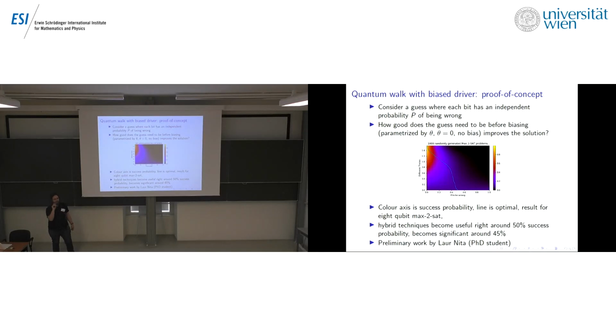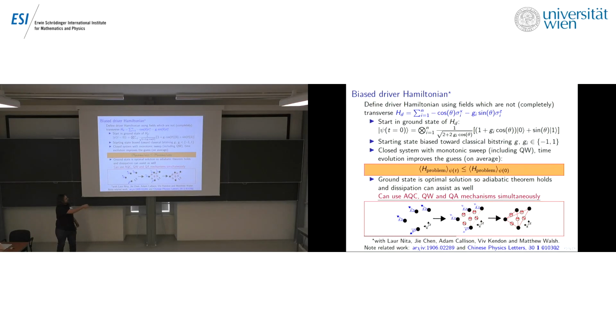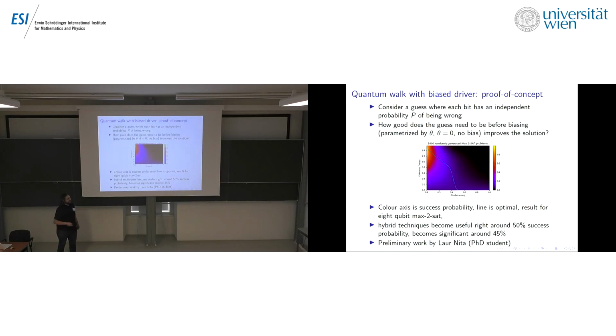55% probability of being right, 55% it's the right solution, 45% it's the wrong one, and I do each one independently. And then I say, okay, I have this probability to be wrong. When is it worth it? This theta here parameterizes, that's this angle here. It parameterizes how much I'm using my guess.